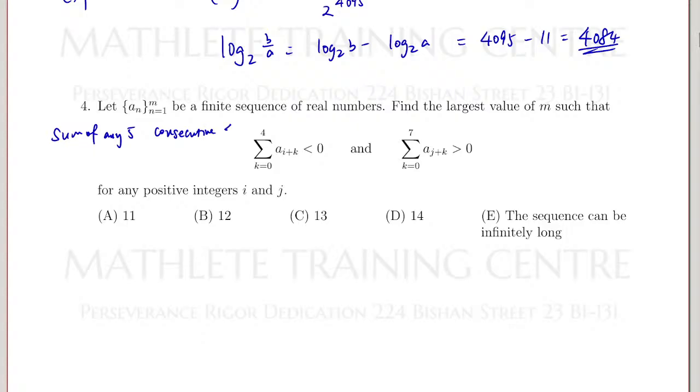But at the same time, the one further behind tells you that if I take j to be anything, I can get the sum of any 8 consecutive terms is going to be greater than 0.